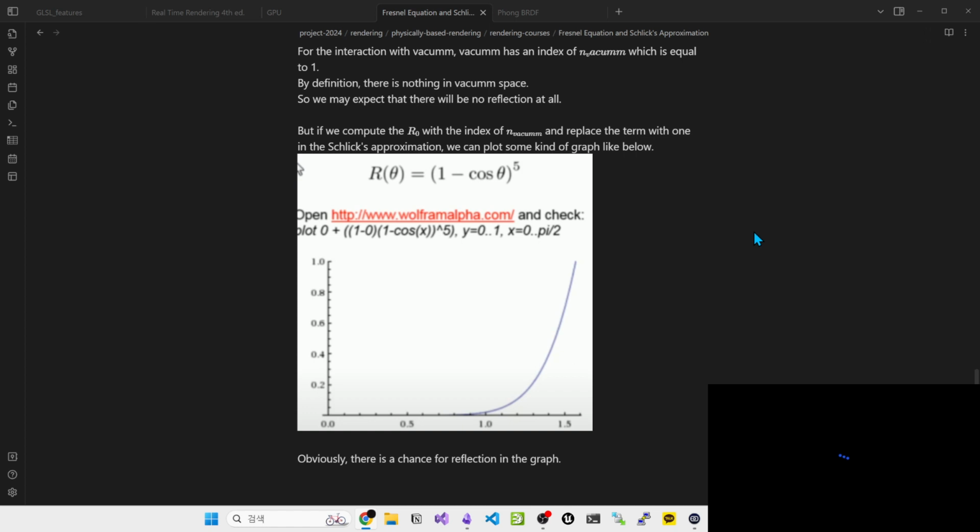So the question is, what went terribly wrong here? And it's very easy. The Schlick approximation is an approximation. It's good for interfaces which are vacuum or air and something, and not something and something.